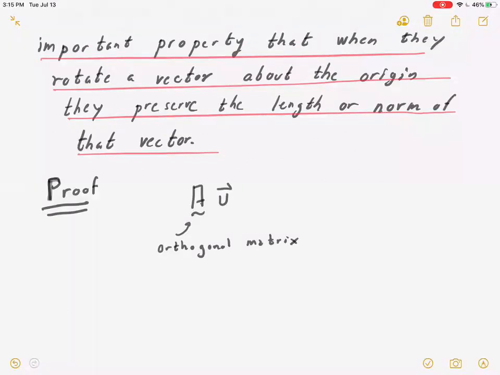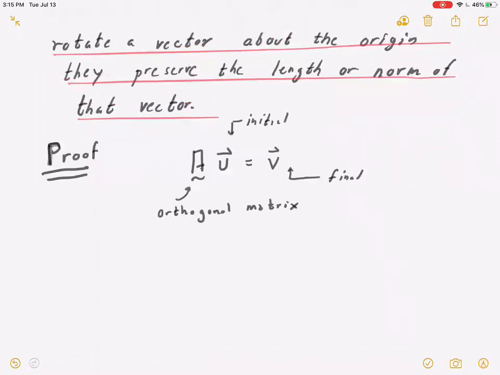And one example of an orthogonal matrix is a rotation matrix. So what the orthogonal matrix is going to do is take some initial vector u and rotate it to some new vector v, such that the length or norm of v is the same as the length or norm of u.